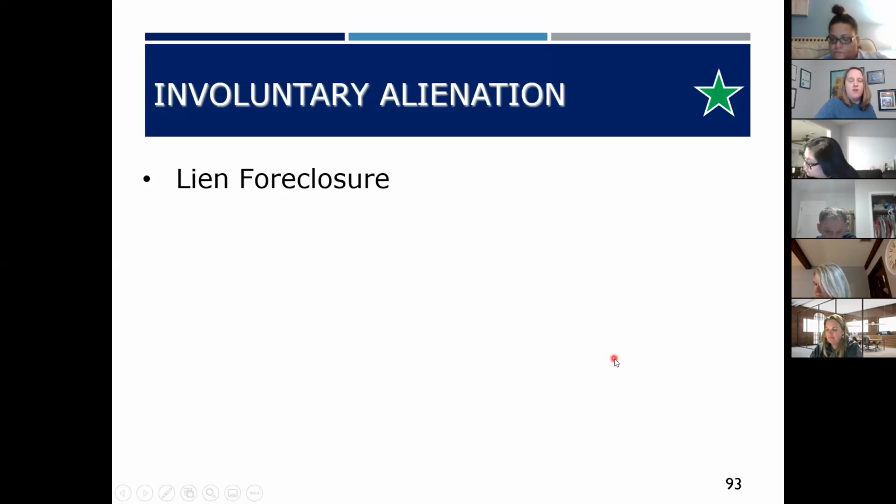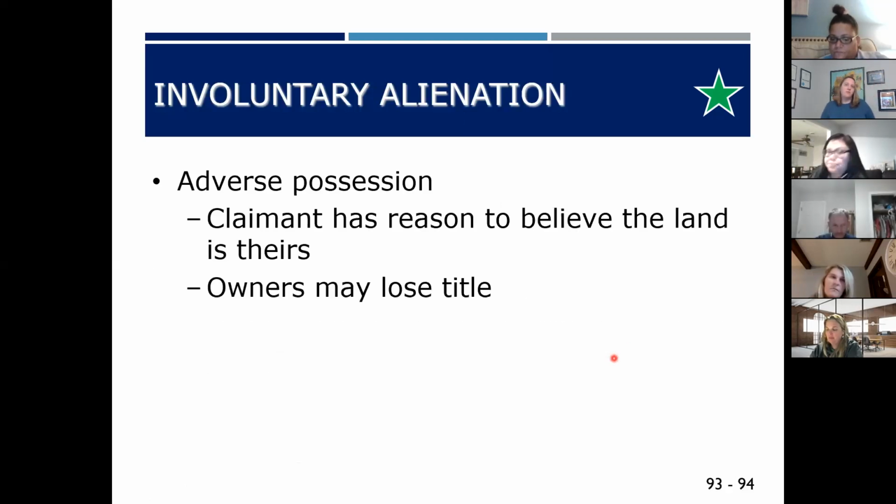The last form of involuntary alienation that we're going to talk about is called adverse possession. You could lose your property because somebody else believes that the land is theirs. Do you remember back in Unit 3, we talked about easements, and in particular an easement by prescription? We said that if somebody's been using your land, the courts could rule that they have an easement because they've been using the land. Adverse possession is taking easement by prescription a step further.